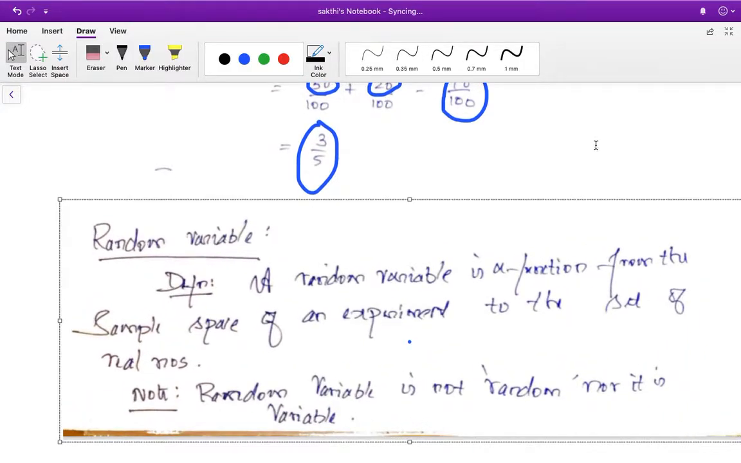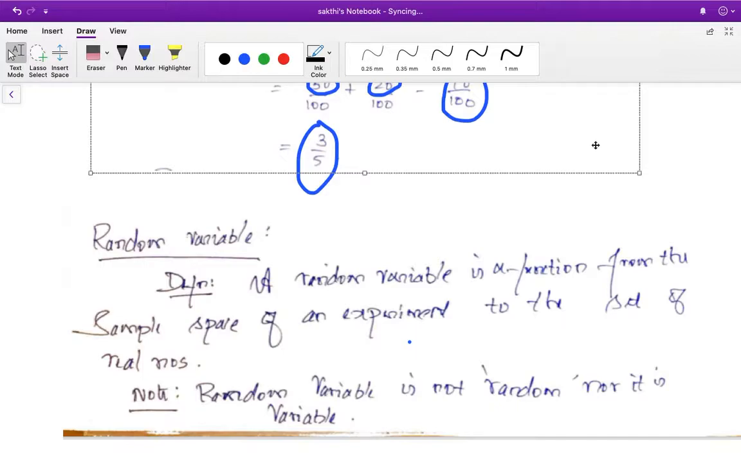It is a function from the domain. The domain consists of the sample space of an experiment. So you are conducting an experiment, there should be a sample space, and the sample space is the set of all outcomes. So a random variable is a function that maps the outcomes to the set of all real numbers. In our case, we will be dealing mostly with integers, but in general it can be any real numbers.